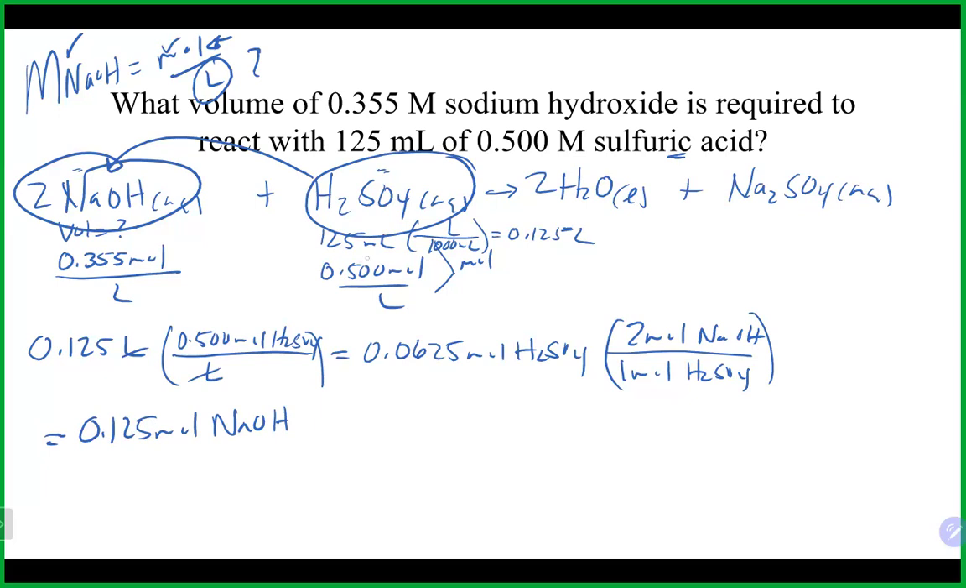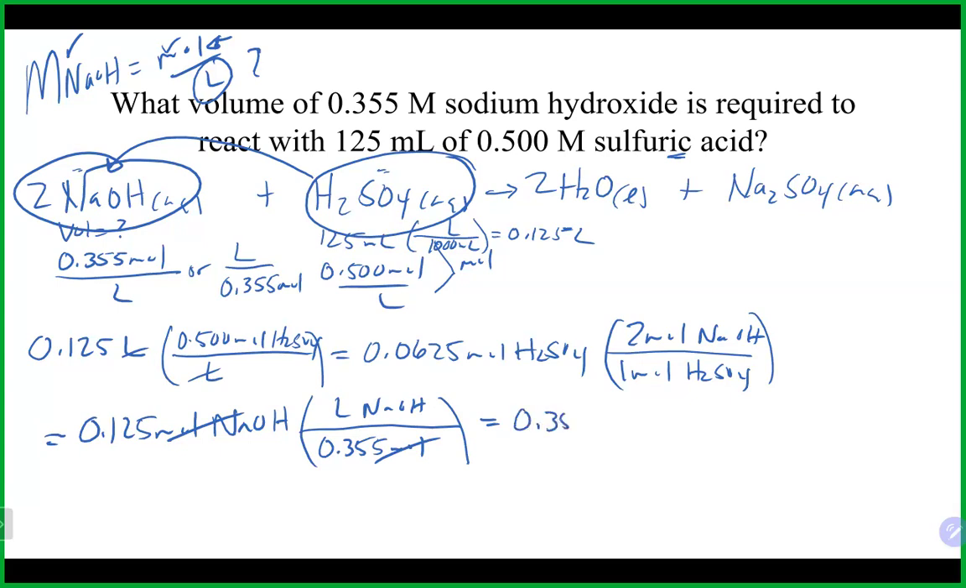I'm going to use my sodium hydroxide molarity in the opposite direction again, so I don't have to worry about rearranging equations. I could just put the moles on the bottom so everything cancels out correctly. In this case, our moles will cancel, and that's going to get us 0.352 liters of sodium hydroxide.